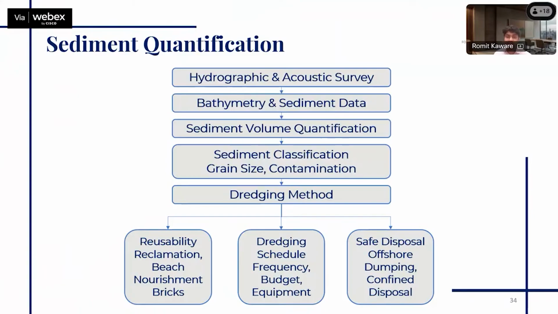Understanding the sediment types actually helps us in having proper dredging techniques, whether hydraulic dredging or mechanical dredging is required, or even, when the dredging is done, these sediments can be reused again. If the sediments have proper mechanical properties, they can be reused.